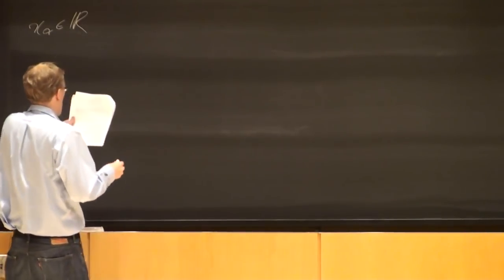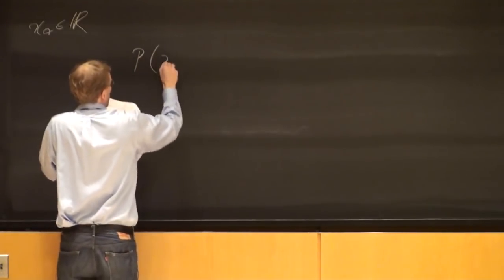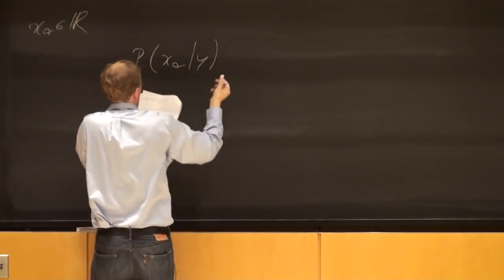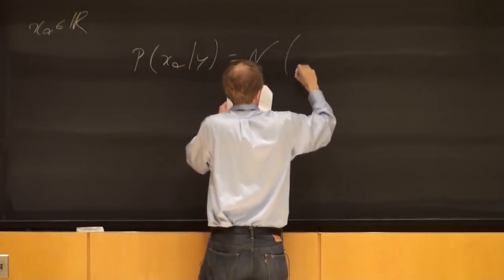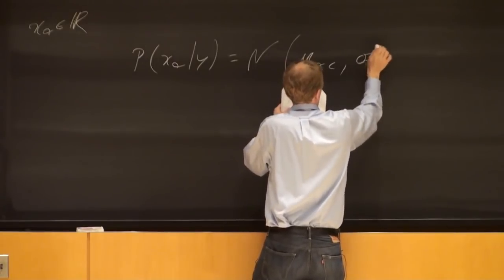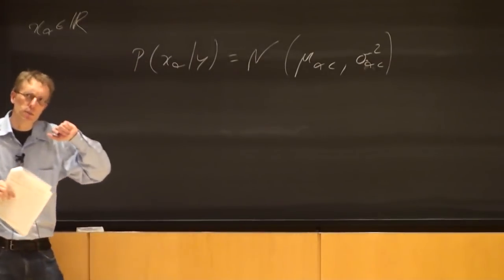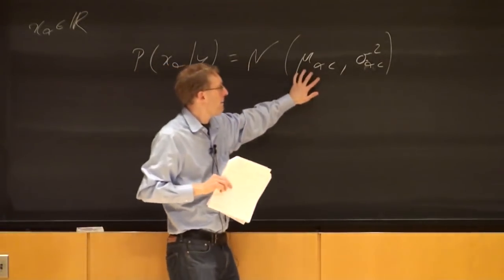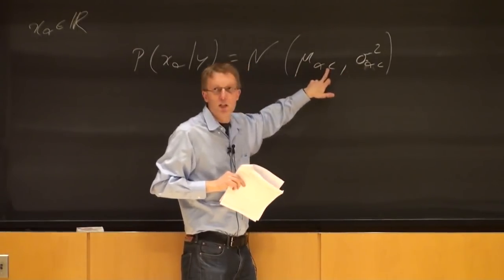But a very common one is the Gaussian distribution. Why the Gaussian? Because it's so nice. What you're saying is that the probability that I see a certain x_alpha given y is drawn from a Gaussian distribution with mean mu_alpha,c and variance sigma_alpha,c squared. So I take a Gaussian distribution with some mean and some variance, and I have a different mean and variance for each feature and for each class.